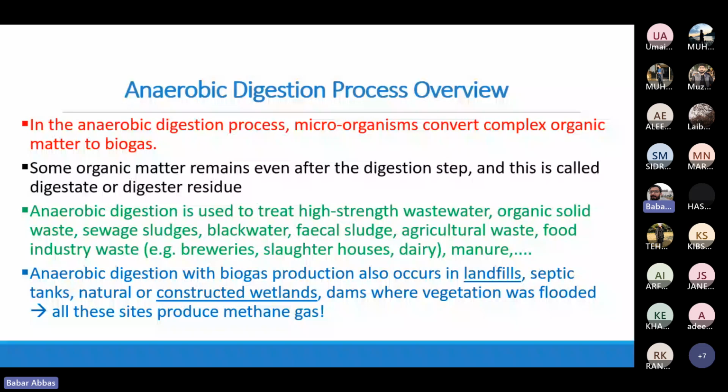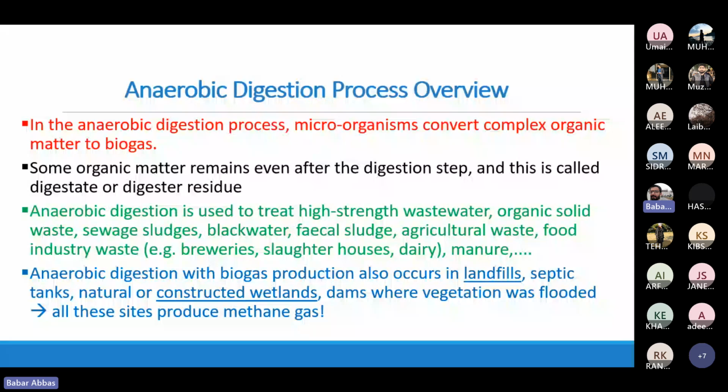Organic solid waste, sewage sludge, black water, fecal sludge, agricultural waste, food industry waste, like breweries and slaughterhouses, dairy and manure. All of these sources of waste can put their waste into the anaerobic digestion and convert it into a useful product with a lot of benefits. Anaerobic digestion with biogas production also occurs in landfills, septic tanks, natural or constructed wetlands, dams where vegetation was flooded. All these sites produce methane gas.